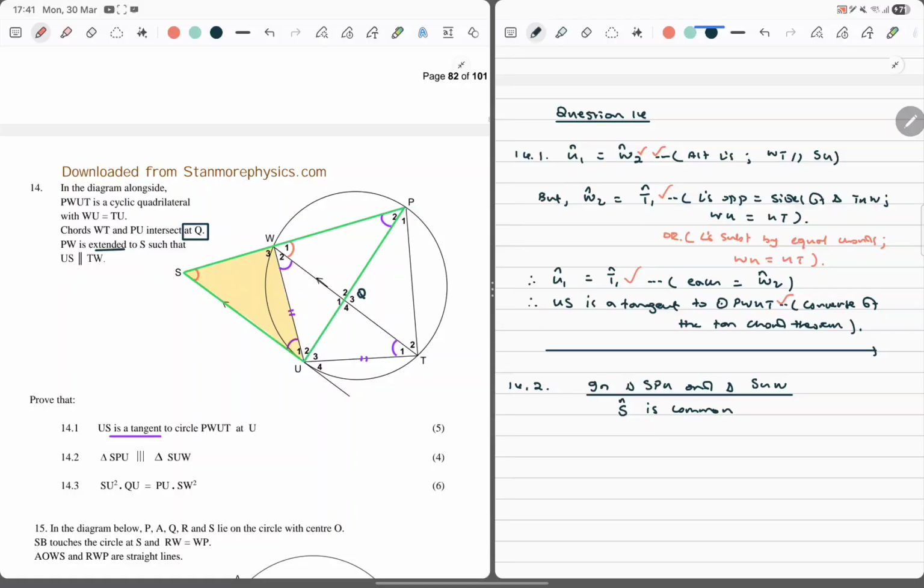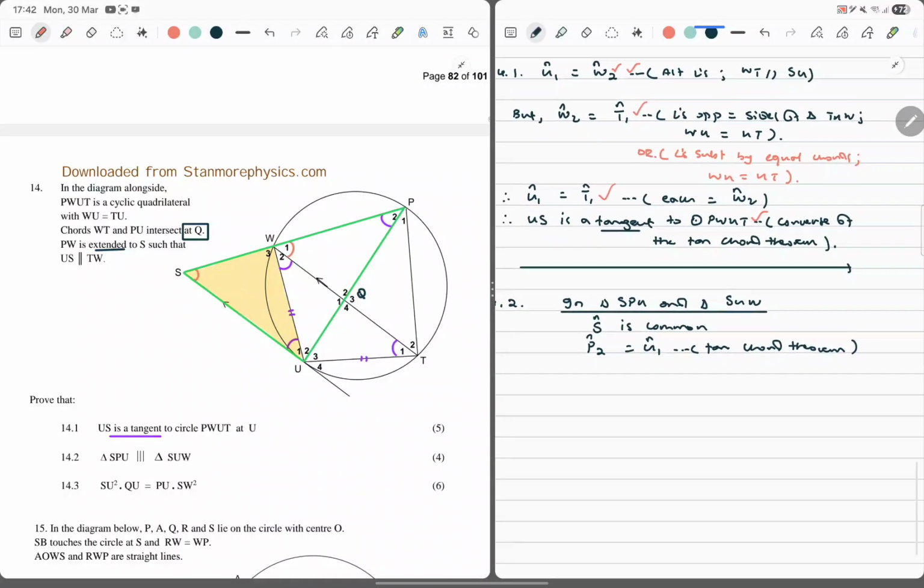Okay, that's nice. And then what do we have, guys? Tan chord theorem coming up. Do you see now that we've proven this is a tangent? You can just say U1 is equal to P2. So we know that P2 is going to be equal to U1. At this point, this is the tan chord theorem, since we've proven above that US was the tangent.